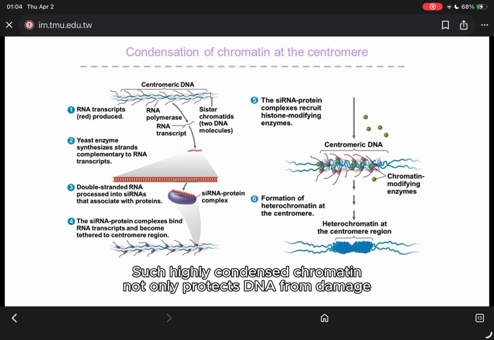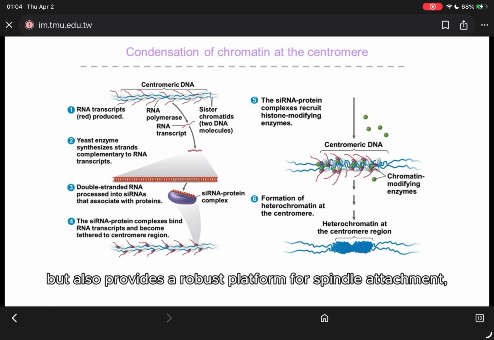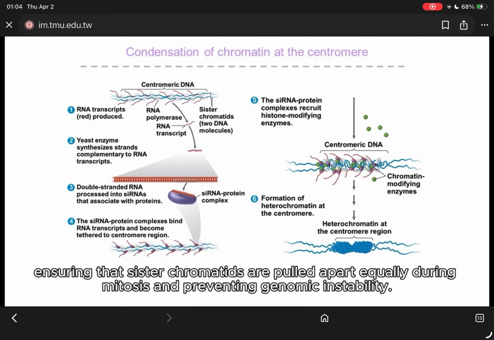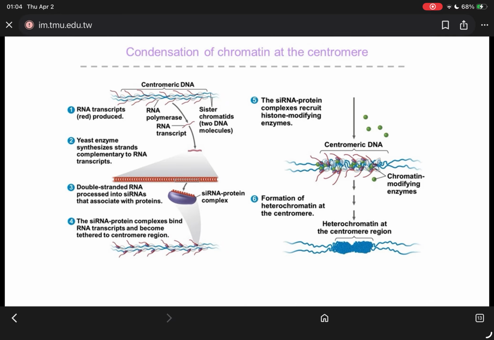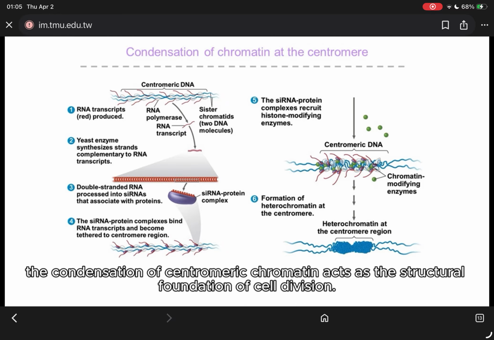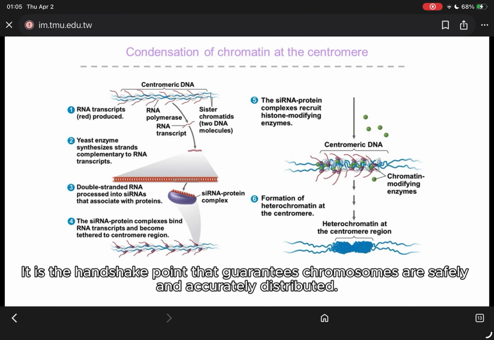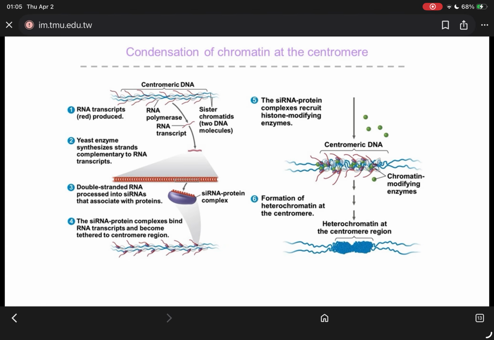Such highly condensed chromatin not only protects DNA from damage, but also provides a robust platform for spindle attachment, ensuring that sister chromatids are pulled apart equally during mitosis and preventing genomic instability. In short, the condensation of centromeric chromatin acts as the structural foundation of cell division. It is the handshake point that guarantees chromosomes are safely and accurately distributed.